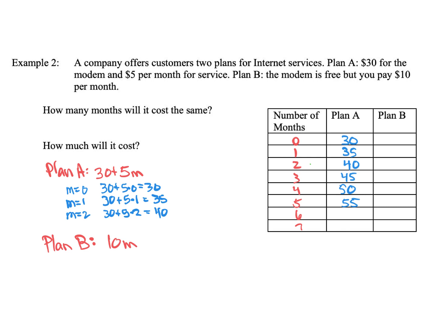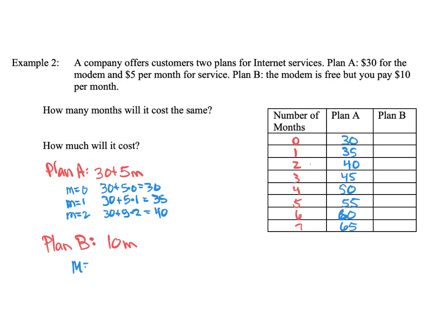55. 6 months is 30 plus 5 times 6. Sorry, 60. And 7 months, 30 plus 5 times 7. That's 65. Okay. Now let's try plan B.